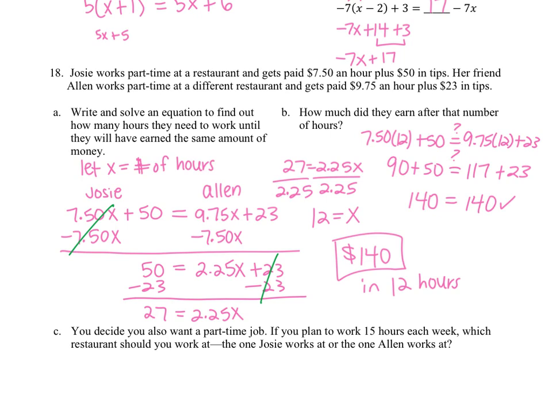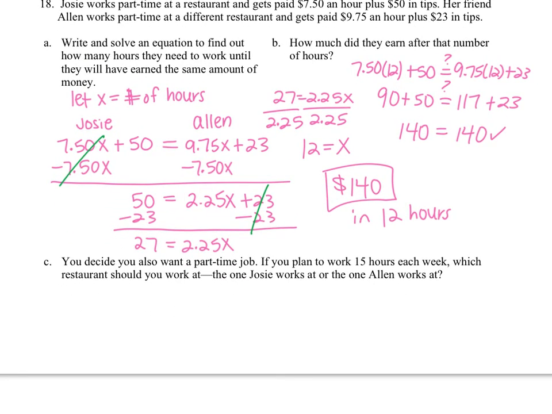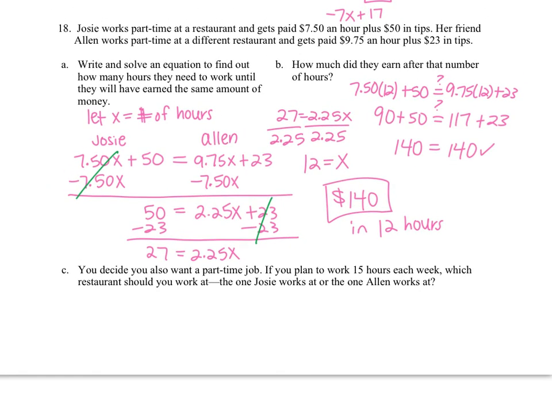And the last question is, you want a part-time job. Would you rather work at Josie's restaurant or the one that Alan works at? We're saying you want to work 15 hours each week. So you can easily do this by plugging in 15 to each. Or you can think about it this way. You know that at 12 hours, they've earned the same amount of money. Okay? After 12 hours, they both have made $140.